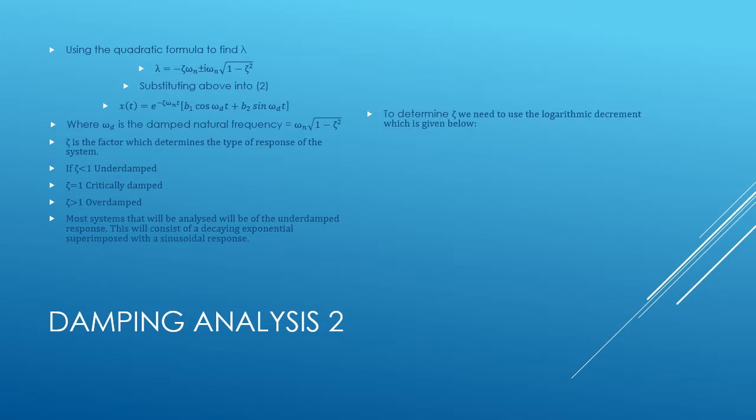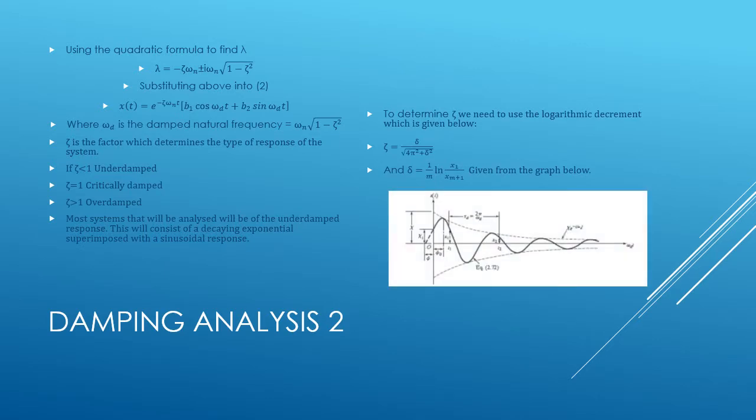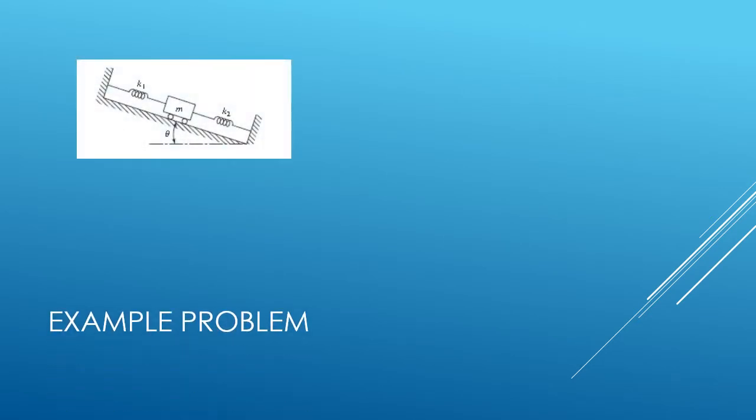to the displacement, superimposed with the sinusoidal response similar to that of the undamped system, which we analysed before. Now to determine this zeta, we have to use the logarithmic decrement, which is given below, and which you basically have to read off a graph. So you get the amplitude of a number of peaks and put it into the logarithmic decrement equation, and the more peaks you take, the greater the accuracy of zeta will be.